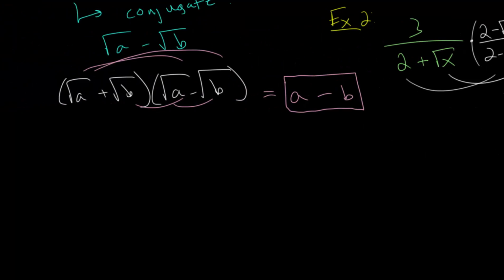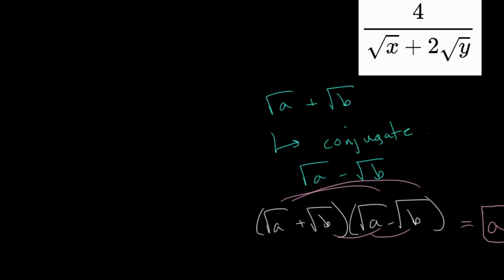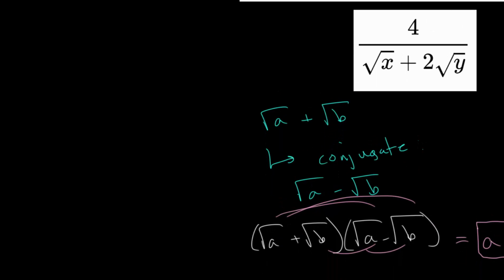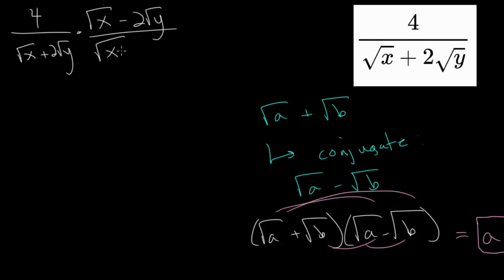And now that we know the strategy, that we essentially just need to multiply top and bottom by the conjugate, we can now apply it to this specific problem. Let me just make some room here. And I'll start by rewriting it. We have 4 over root x plus 2 root y. And the conjugate of this, we will rewrite the first term, but now we will subtract the second term, and we'll multiply the numerator and the denominator by the conjugate of this original denominator. And when we distribute the 4 to each of these, we get 4 root x minus 8 root y.